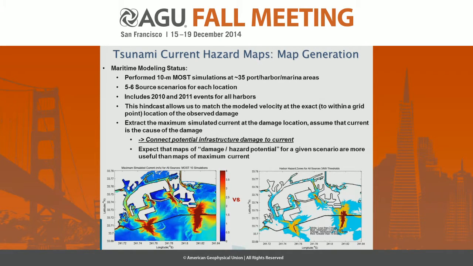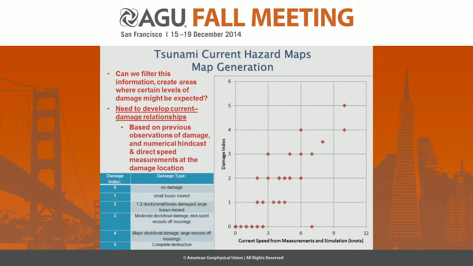In order to do that, you have to connect current speed to damage levels. This has been a focus of our work for a few years. We've added a bunch of new data points to this effort, and I'll go over this now. So we need to develop these current damage relationships.